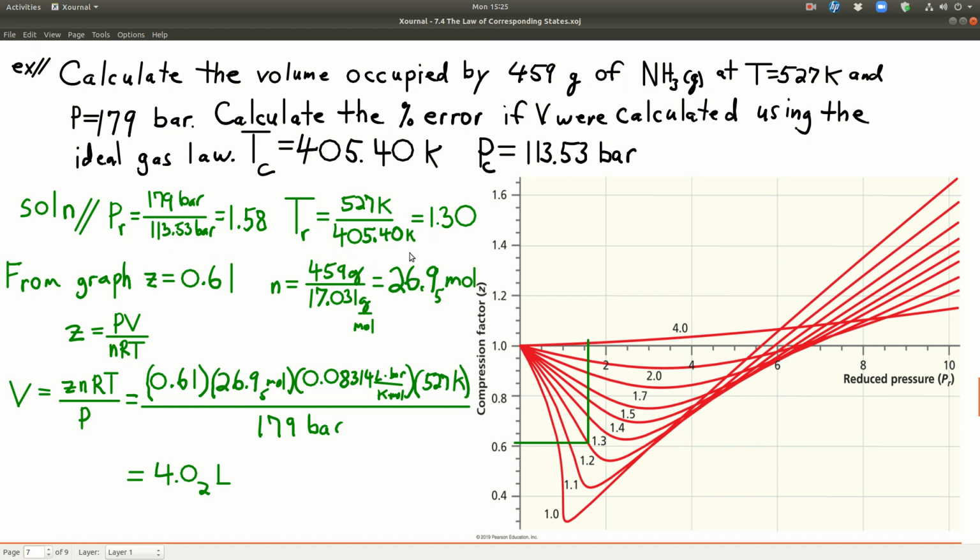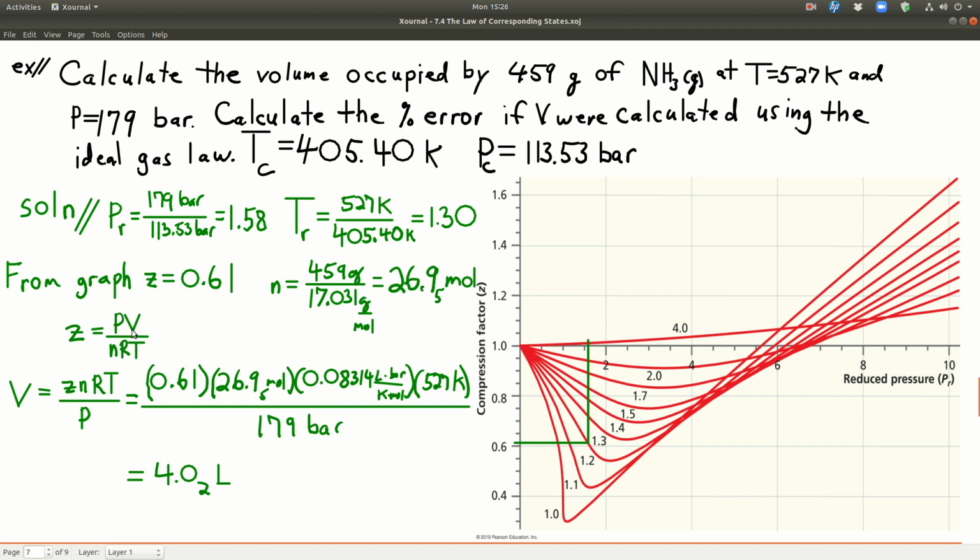Same thing for the reduced temperature. I get 1.30. Knowing these two values, we go over to our graph, and the reduced pressure was 1.58. I got that as about right here. The reduced temperature was 1.3, so this isotherm right here. So if we go over and read the compression factor, I read it as about 0.61 or something like that. So remember, Z is PV over nRT. If this is an ideal gas, then it's 1. If it's not, it's other than 1. So we got Z is 0.61.